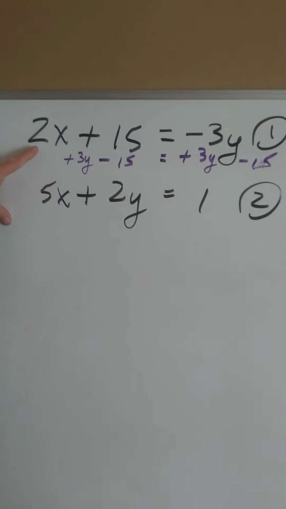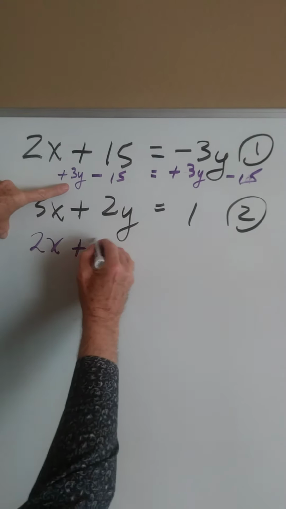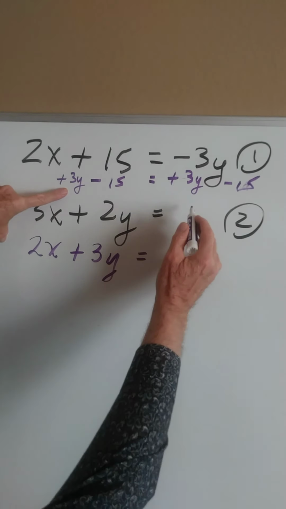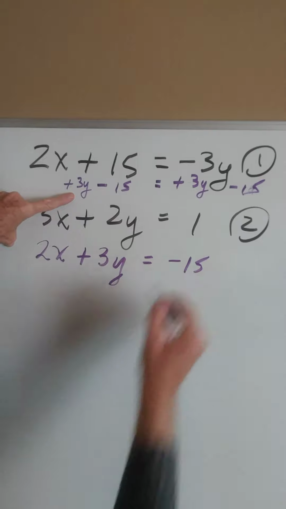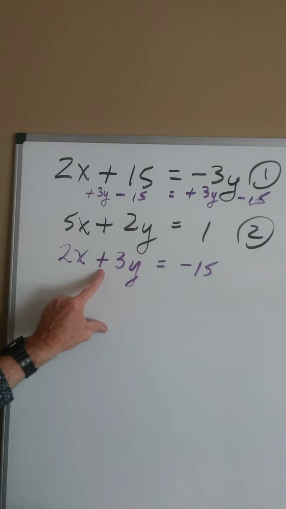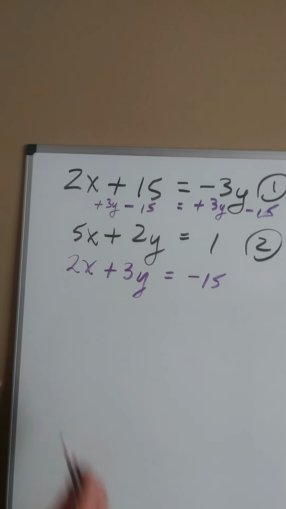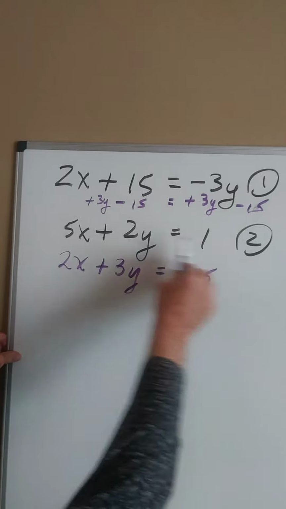All right, now let's write this thing. 2x plus 3y is equal to a negative 15. They canceled. Got your 2x plus 3y on the left. Y's cancel over there. We've got a negative 15. Now we have these in standard form.